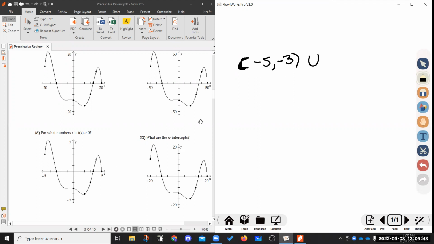And then we're going to have a union. We're going to come back here to, that looks like 3.5, where it's a 0. And then we're going to stop at 5, where it's 0. We're not including the zeros because the zeros are not greater than 0. We're only including the regions where it's above the x-axis.